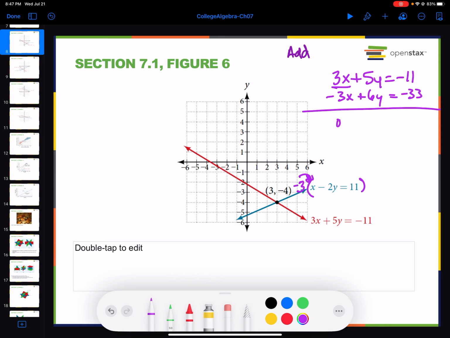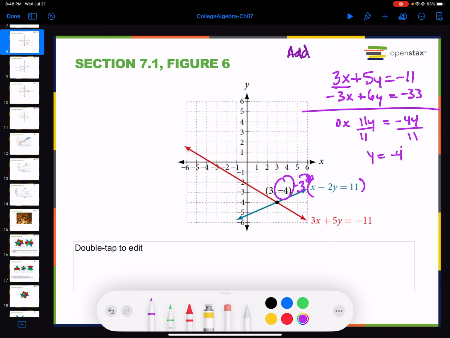That's going to give us 0x. We've got 11y equals negative 11 plus a negative 33, which is going to be a negative 44. Divide that by 11. So y equals negative 4. You can see that right there.